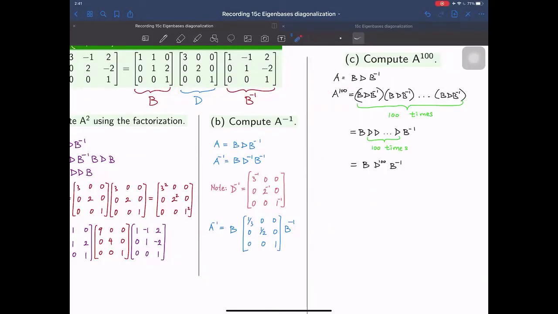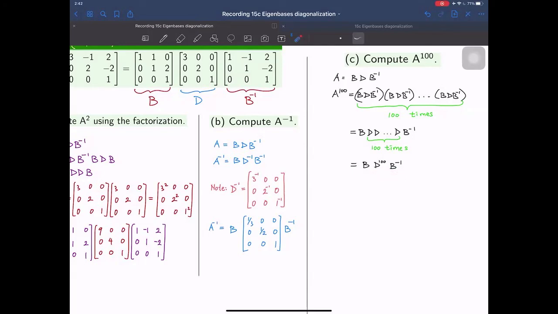To compute A to the 100, you can go directly to the formula in the previous slide, or you can also derive it. Here we know that A is equal to B times D times B inverse. So if we write B D B inverse 100 times, we see that we have B inverse and B next to each other and they cancel. So what we would get is B times D multiplied 100 times, times B inverse. So this is B times D to the 100 times B inverse.